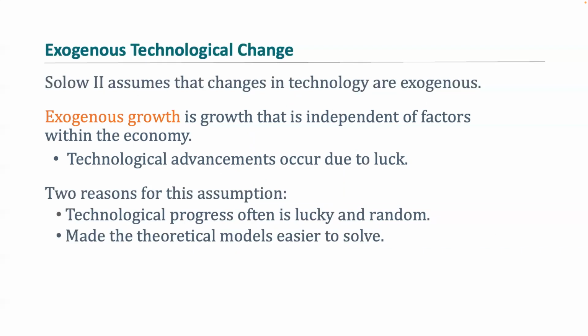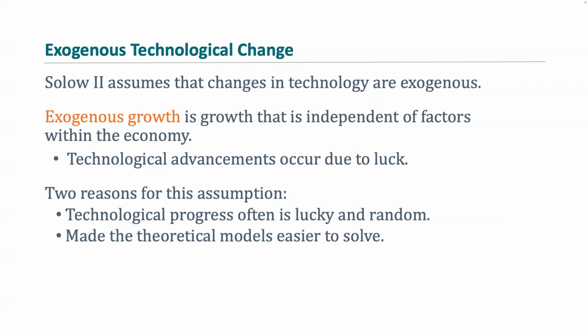And there's two main reasons for this assumption. One, a lot of times whenever we do have technological progress, it's lucky and it's random. And two, this makes the theoretical models a lot easier to solve. Developed nations essentially won the technology lottery, and economic models are developed mathematically, and this is for better or for worse, and we need to simplify some assumptions in order for these models to be solvable.